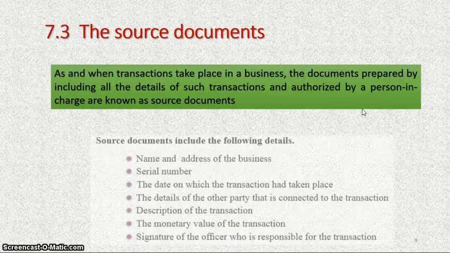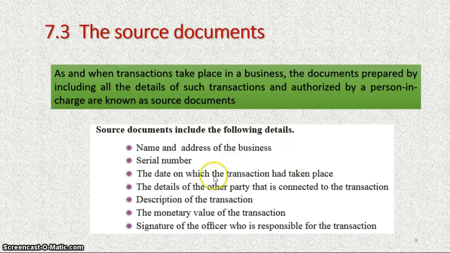Source documents include the following details: the name and address of the business, and the serial number. Again, girls, I want you all to check your next chapter about the cash book. There you will see a receipt, and on that receipt you will see a serial number. A serial number is like the continuation of numbers. So one person will have 001.